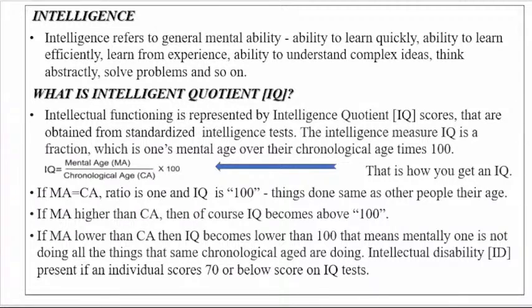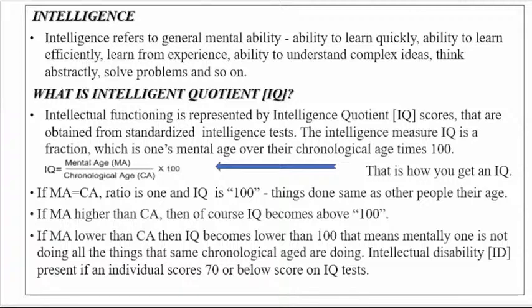The IQ tests use the formula that IQ, intelligence quotient, is mental age over chronological age times 100. That is the formula of how you get an IQ. Your chronological age is your true age from the day you were born to now. Mental age is how you are doing things, whether they are at the level of your peers, below or above.